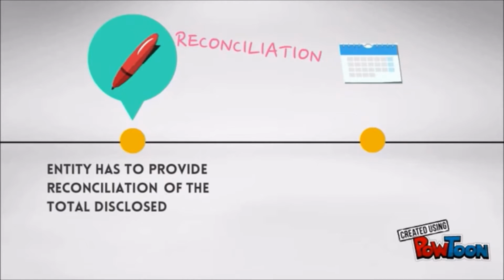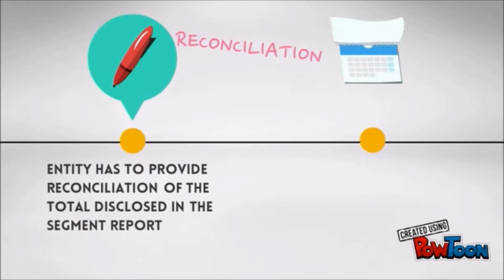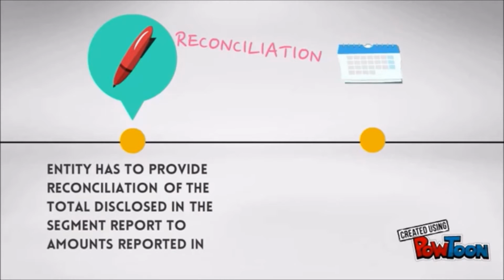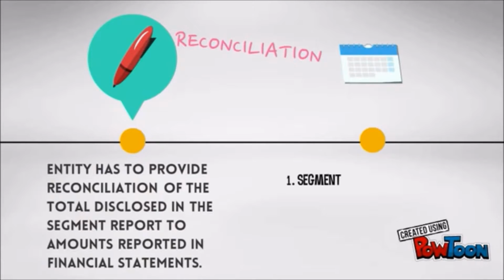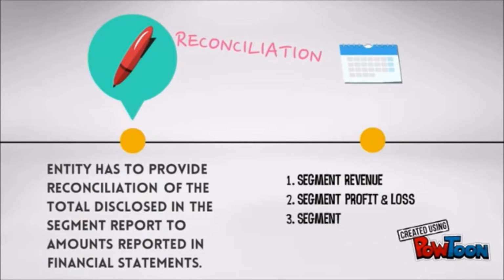Reconciliation of the totals disclosed in the segment report to the amounts reported in the financial statements. Reconciliation consists of five items: segment revenue, segment profit and loss, segment assets, segment liabilities, and other material amounts.